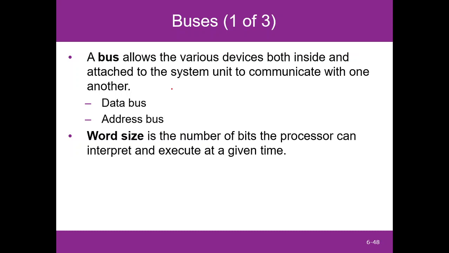What is the purpose of a bus? It allows different parts of the system, inside and outside the system, to communicate with each other, theek hai? How many types of buses do we have? Generally we have two types of buses. One is the data bus, the other is the address bus. On the data bus, data travels. On the address bus, address travels.